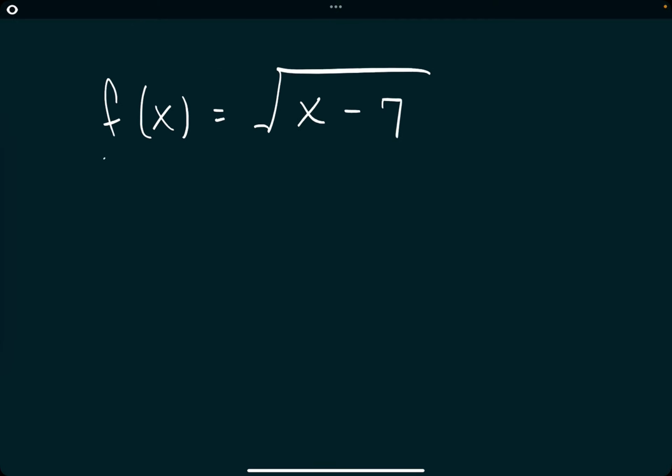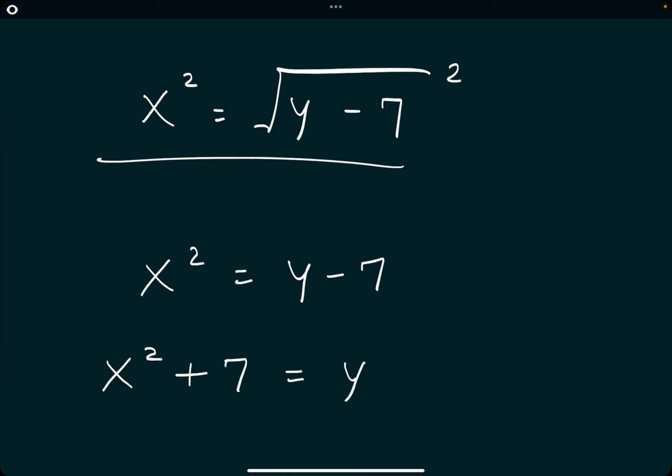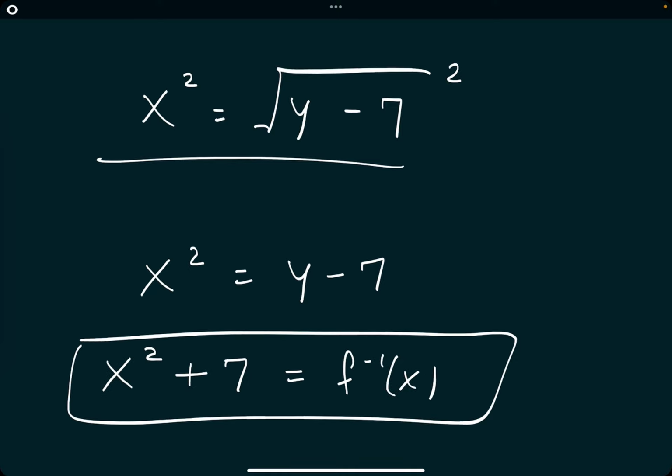Take a moment to find the inverse of this function on your own. Let's talk through the steps. f of x is y, swap x and y, now get y by itself. We eliminate the square root by squaring both sides. So we have x squared equals y minus 7, and then we add 7 to get y by itself. This is f inverse of x.